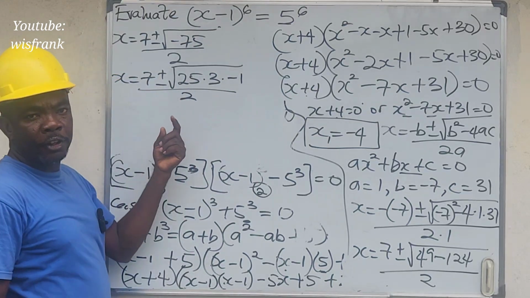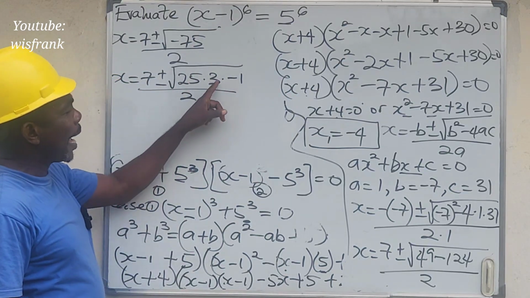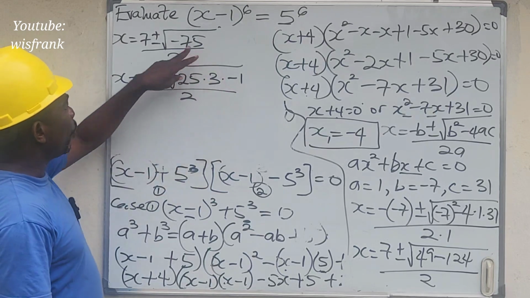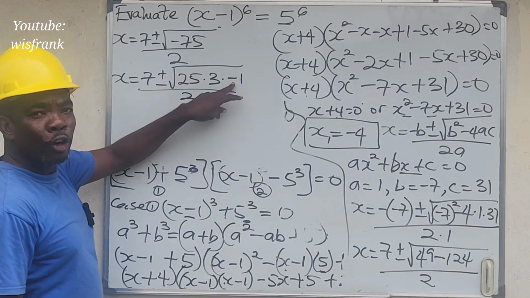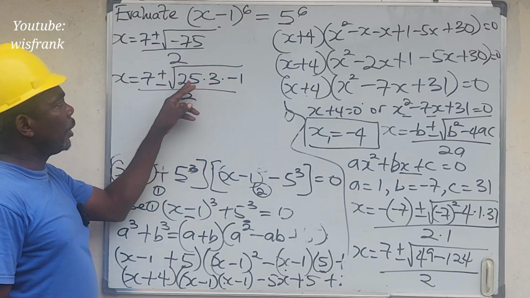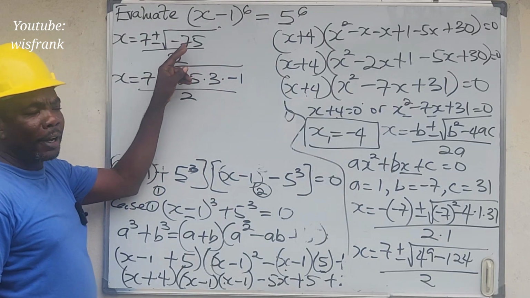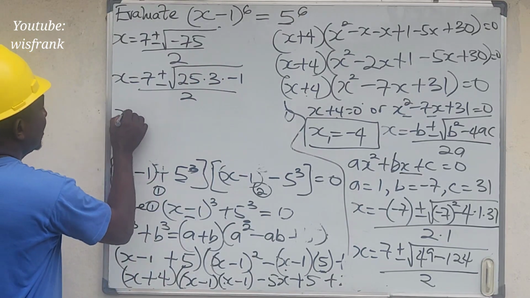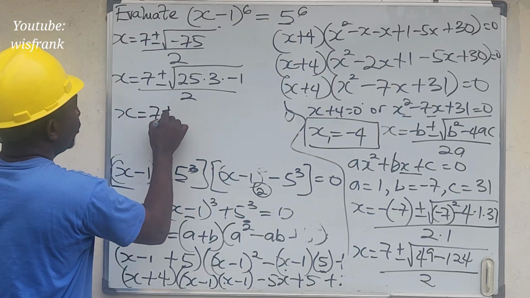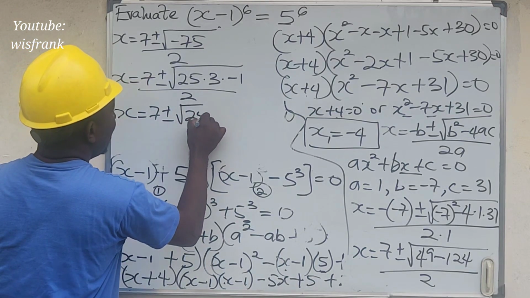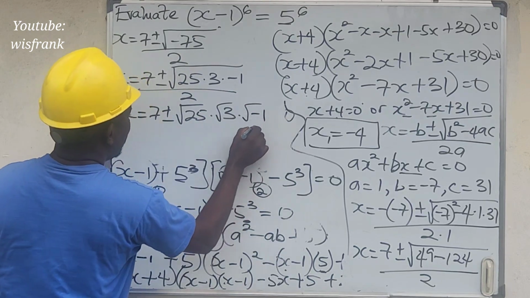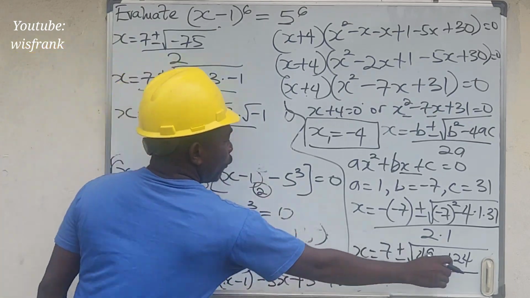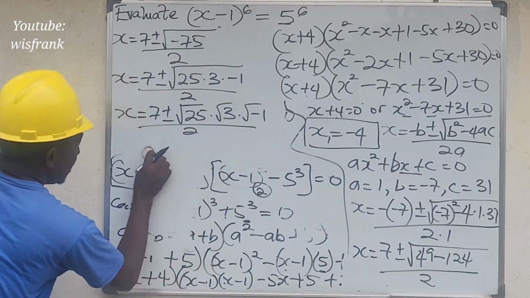In a previous video, someone asked me how I get minus 1. When we have minus 75 here, for us to separate them, minus 1 will multiply all this for us to have minus 75. So in this case, this x will be equal to 7 plus or minus square root of 25 times square root of 3 times square root of minus 1, all over 2. So from here, let's clean this other side.